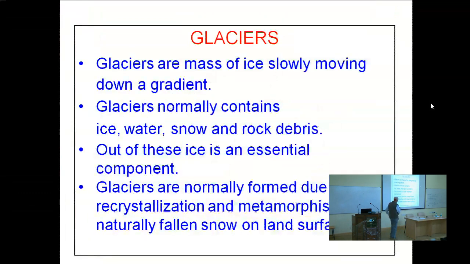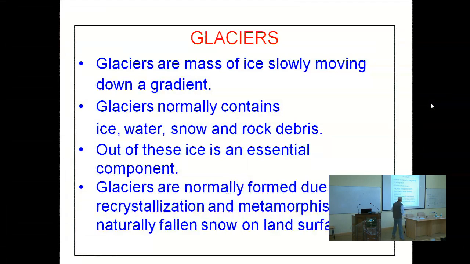So, what is that? We have already discussed that a glacier is a mass of ice slowly moving down the gradient. And glaciers normally contain ice, water, snow, and rock debris. You remember, particularly in Himalaya, you will see some of the slides later on, a significant amount of debris is deposited on the glacier ice. And as it moves along the glacier ice down the valley, the moving debris is called moraine. So they get pushed towards the side. So you have a lateral moraine and they come to the side, and as they come near the terminus, they call it the terminal moraine. And that is the one which is used extensively to map the past history of a glacier.